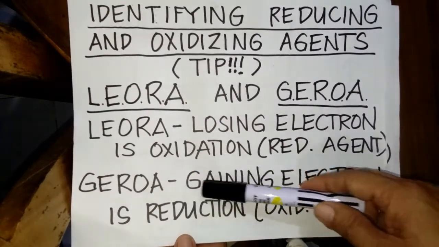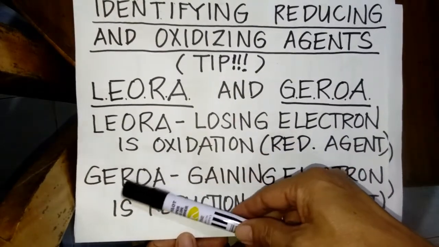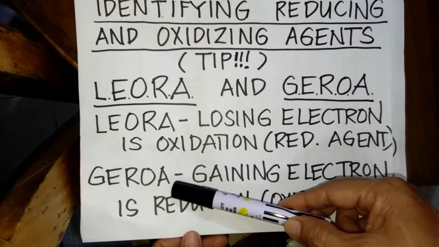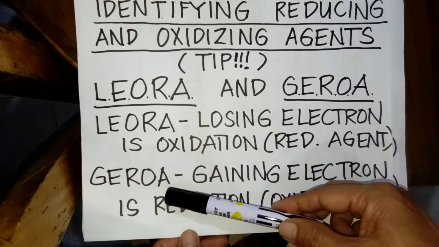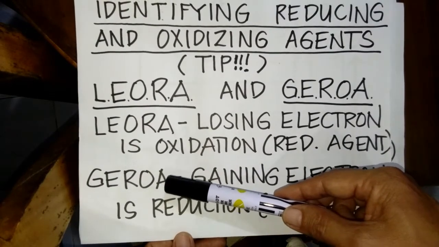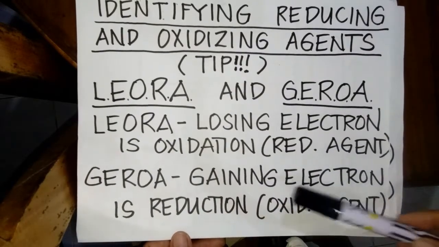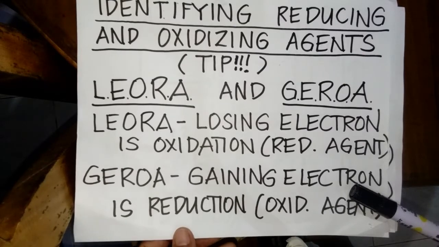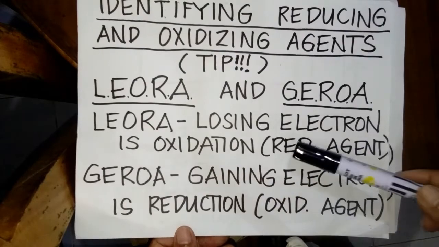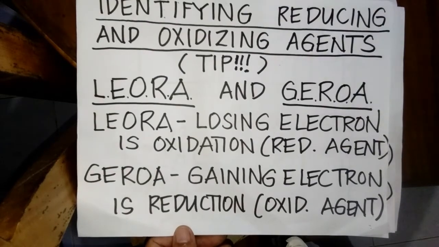If the element gains electron, it is called reduction. So gaining electron is reduction. This will be now our oxidizing agent in the reactant side. Remember, the oxidizing agent and the reducing agent will never be seen in the product side. We are looking for the oxidizing agent and the reducing agent only in the reactant side. Okay, let's have an example.